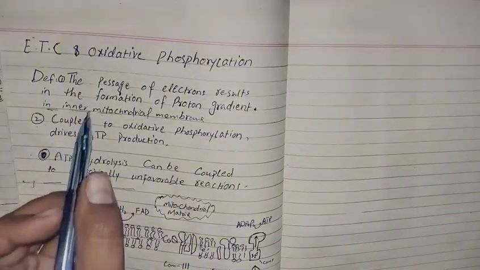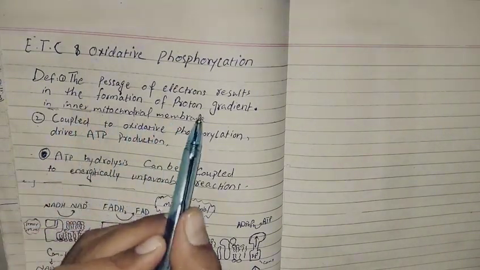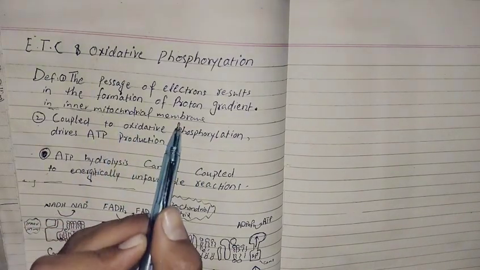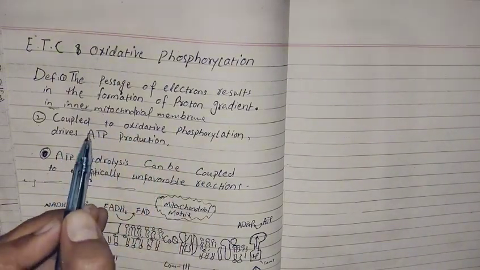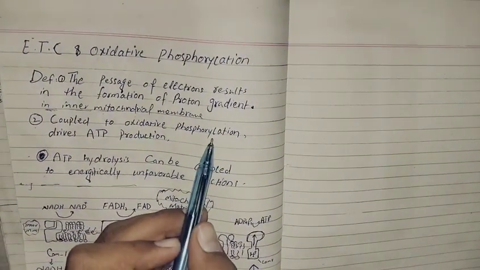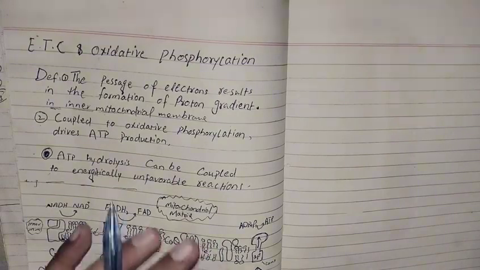So basically two things are involved in the electron transport chain. The first is the passage of the electrons, which results in the formation of the proton gradient in the inner mitochondrial membrane, and then this energy is utilized for the production of ATP in oxidative phosphorylation.